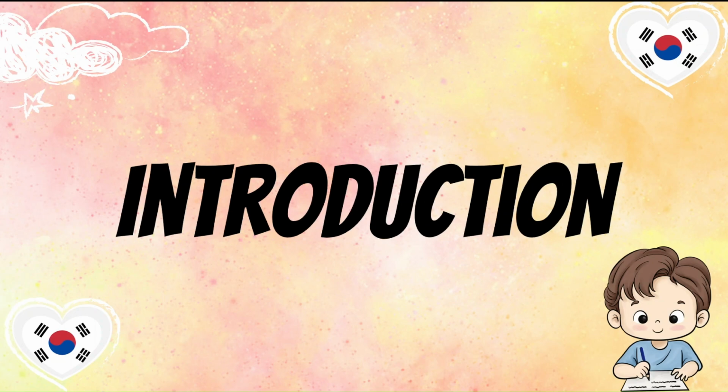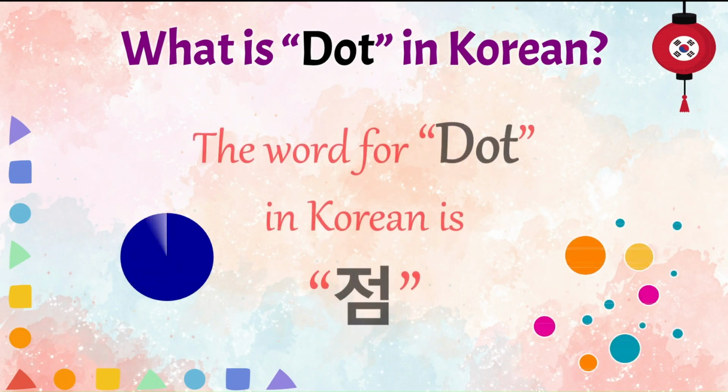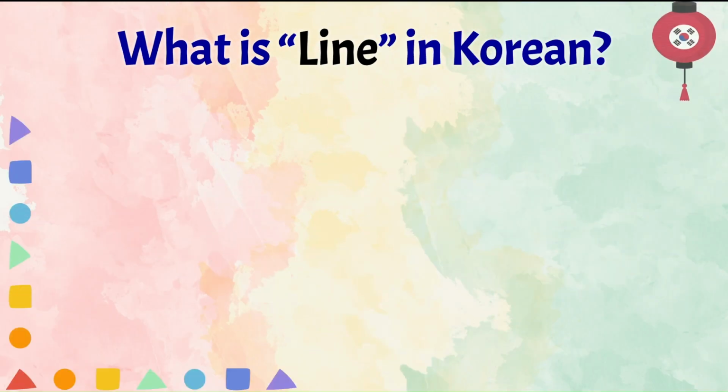So let's get started. Here comes the first question. What is dot in Korean language? What do you call a dot in Korean? The very basic shape, dot. So the Korean word for dot is 점. 점. Just one syllable word. Very easy. 점. Now let's move ahead and look at the next question.